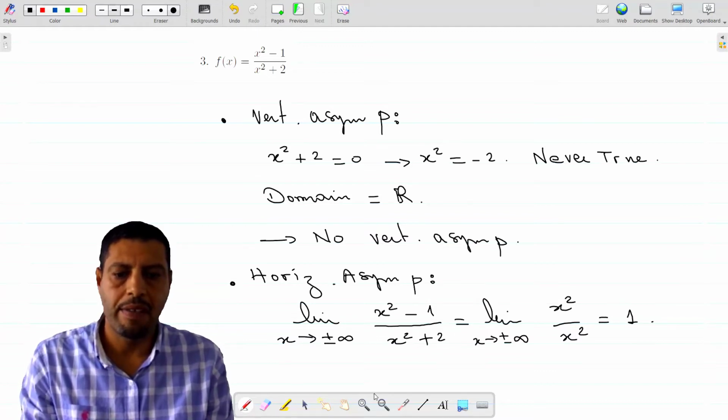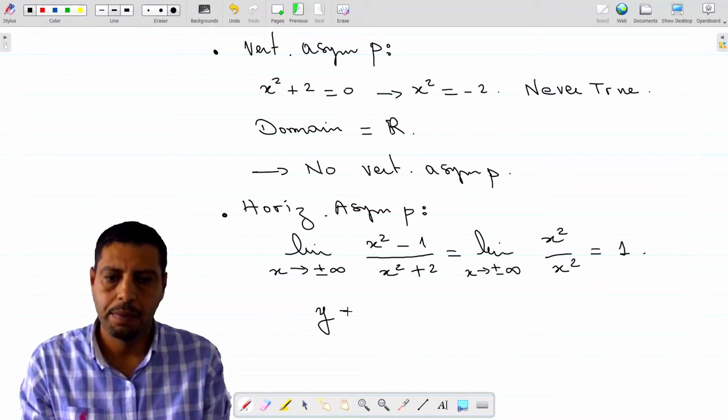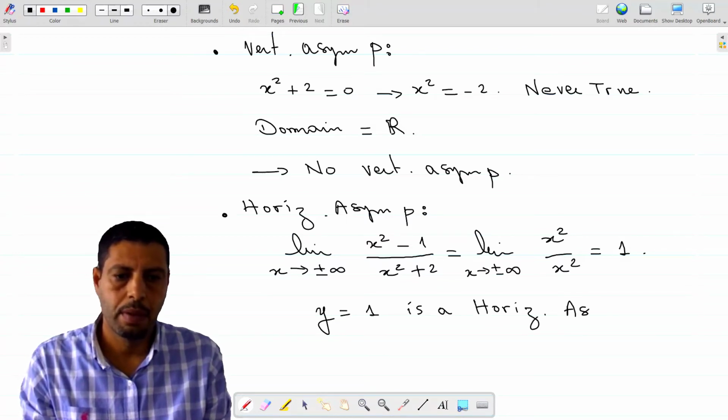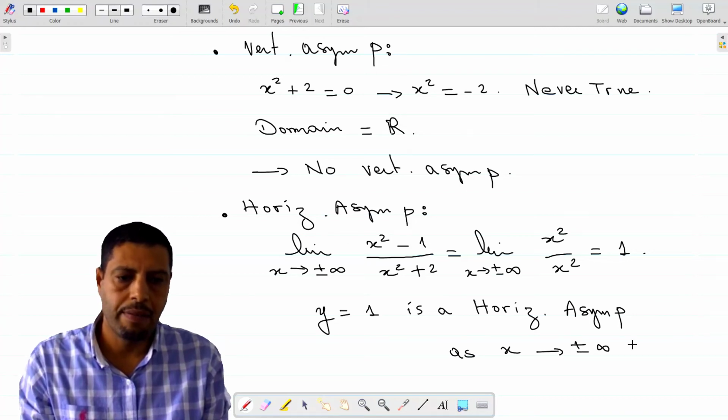So here you have a common asymptote again. y equals 1 is a horizontal asymptote as x approaches plus or negative infinity.